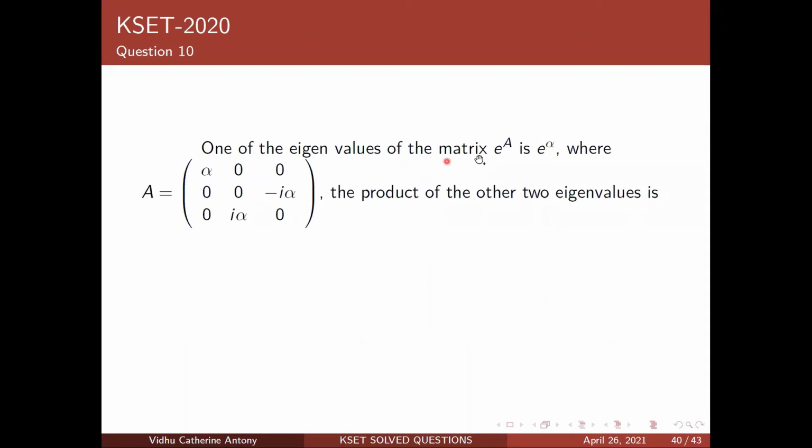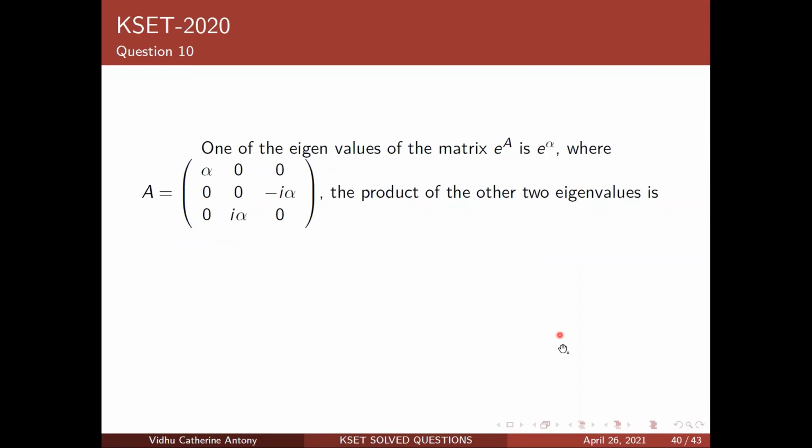One of the eigenvalues of the matrix e to the power of A is equal to e to the power of alpha, where A is given as alpha 0, 0, 0, 0 minus I alpha 0, I alpha 0. The product of the other two eigenvalues is, now you have to be very careful with this. They've asked you the exponential of a matrix. They've given you a matrix A and they've told you that the exponential of the matrix has an eigenvalue e to the power of alpha.